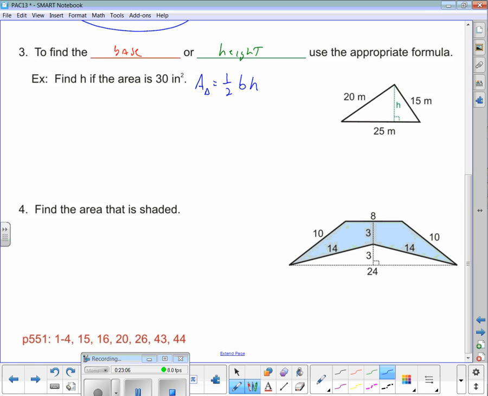And we are looking for the height, yes? So which side is the base? Say it if you know it. Give the number. 25. The 25, because again, the height has to be perpendicular to the base. So here's how you do a problem like this. We've done things similar. Put in the 30 inches squared for your area, right? Keep your half as a half. Put in 25 for your base times the h, the variable. Agreed?